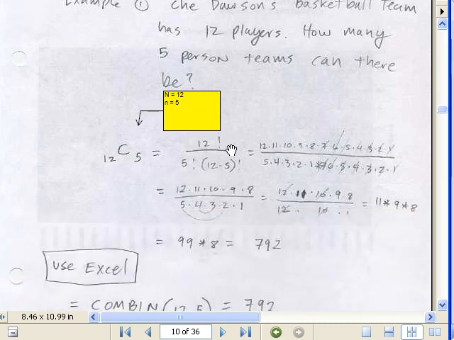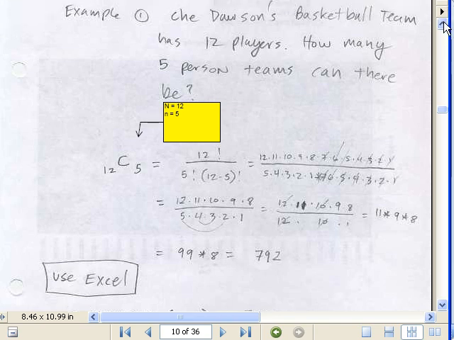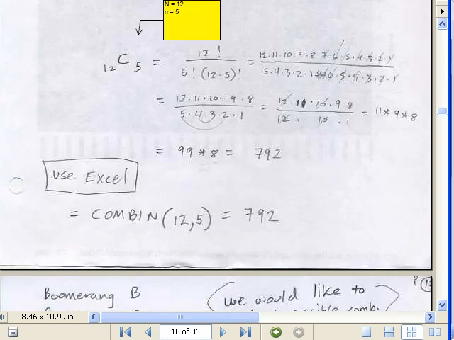We go ahead and do our combinations. 12 factorial divided by 5 factorial, and then in parentheses, 12 minus 5. We go ahead and do all our lovely math, and we get 792. How does Che Dawson pick between all those combinations of teams? Well, luckily he doesn't have to do all this math, because in Excel he can just use the COMBIN function, which we will do. Put a 12 there for the size of the big group, and 5 for the size of the subset, and then there you get it.